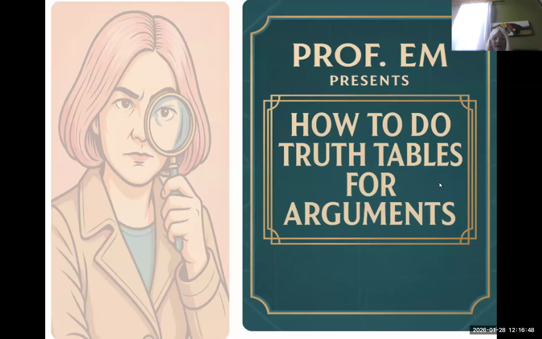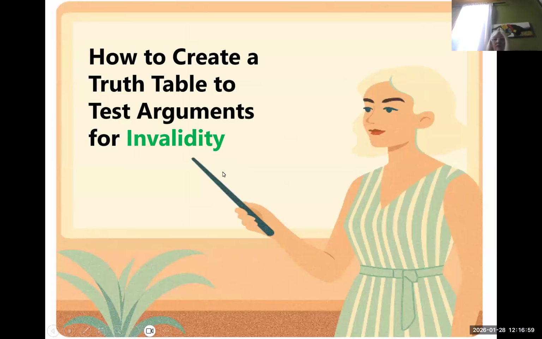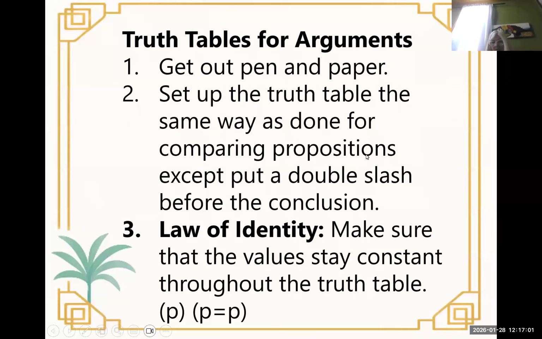Hey students, now that you've learned how to create truth tables to test sentences and sets of sentences, we're going to use it to test arguments. So this is how to create a truth table to test for invalidity. So you're going to get out a pen and paper again.